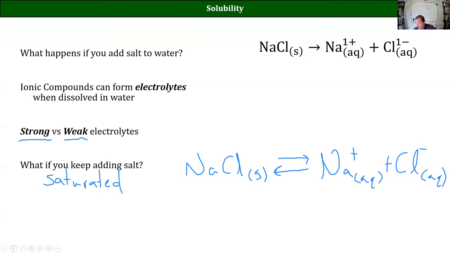But there are some ionic compounds where that saturation point is really, really low, where we can essentially say that it doesn't dissolve at all. Granite is a good example of this. Granite is mostly ionic compounds. It's a variety of ionic compounds, but they're all so strongly attracted to each other that they don't dissolve well in water.